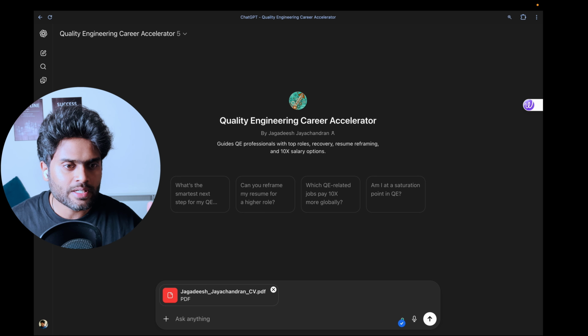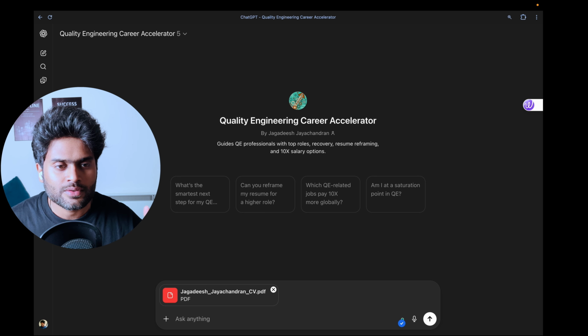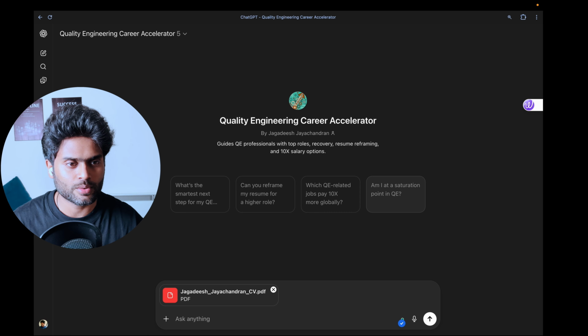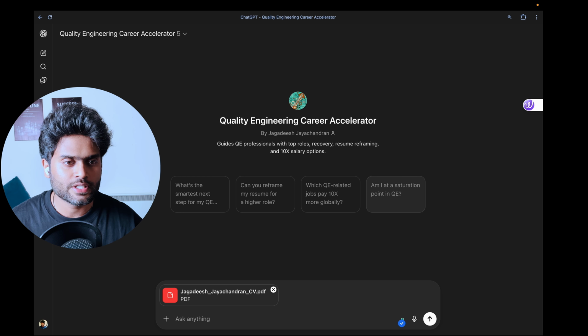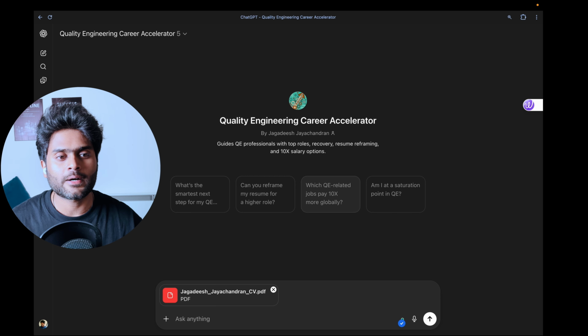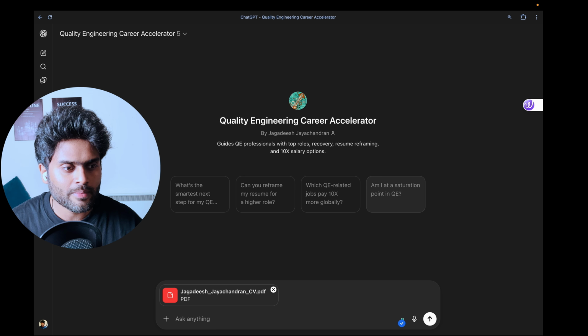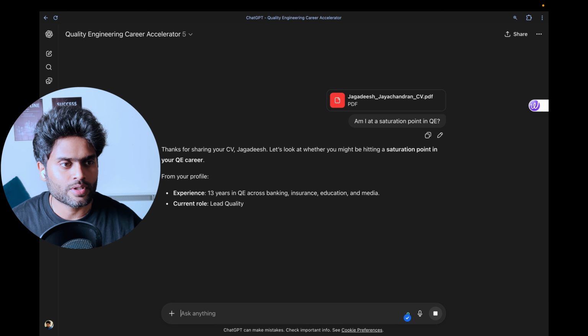So the one I'm interested in now is to try this one: am I at a saturation point in QE? And then maybe I will further dig into the possible next options and how to 10x my salary, basically. So let's see how it can be done. I'm gonna ask, am I at a saturation point in QE?